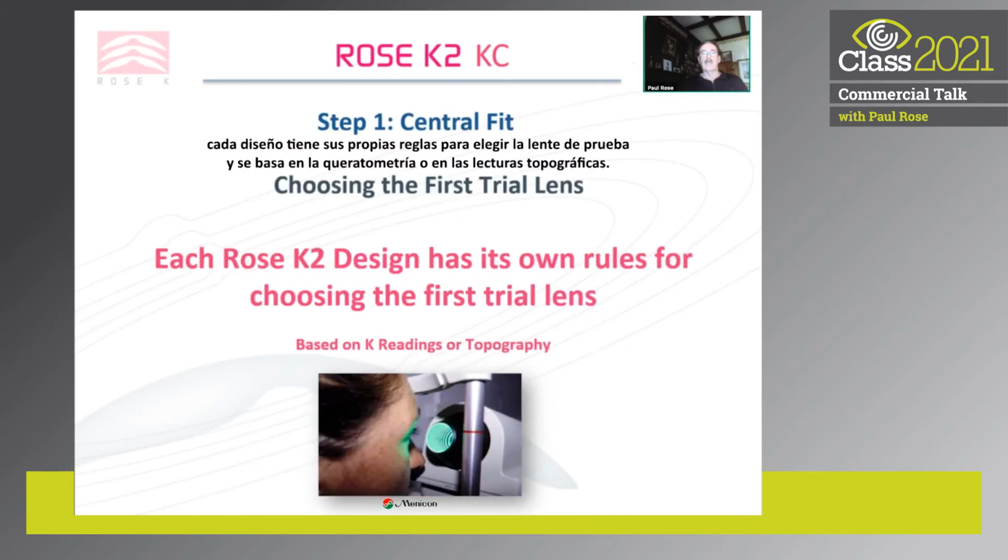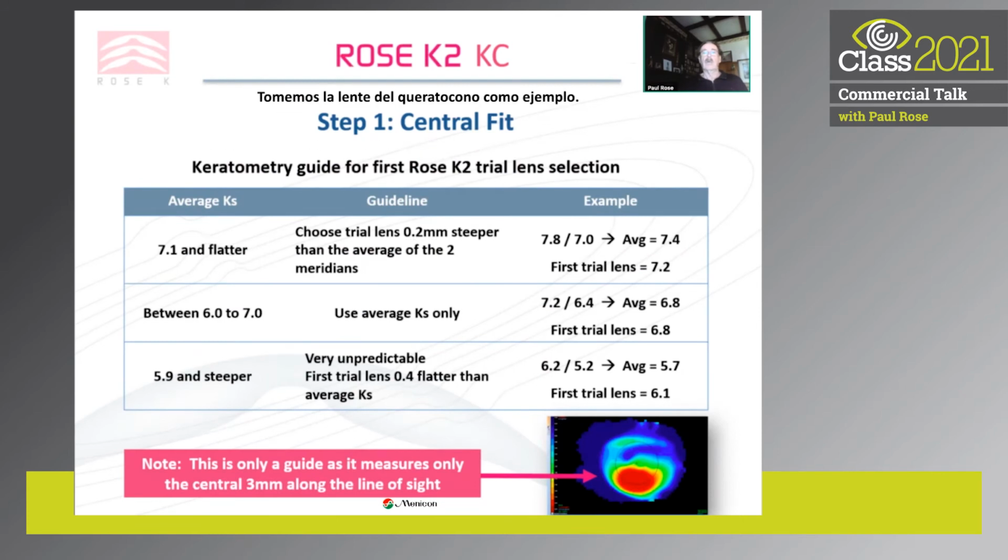Each design has its own rules for choosing the trial lens, and it's based on either K readings or your topography readings. We take the keratoconus lens as an example. You can see here that for flatter corneas, you actually have to go steeper than the mean K. But for very steep corneas, it becomes a little less predictable, but you actually have to go flatter than the mean Ks. So there are guides which will help you select that first trial lens.